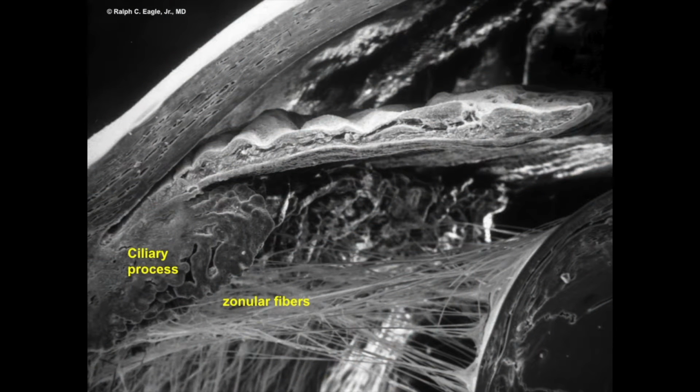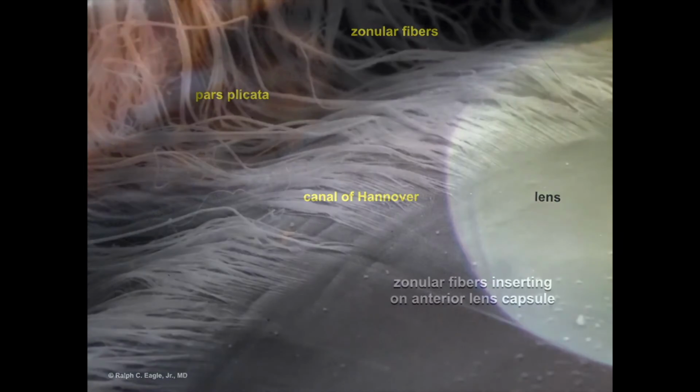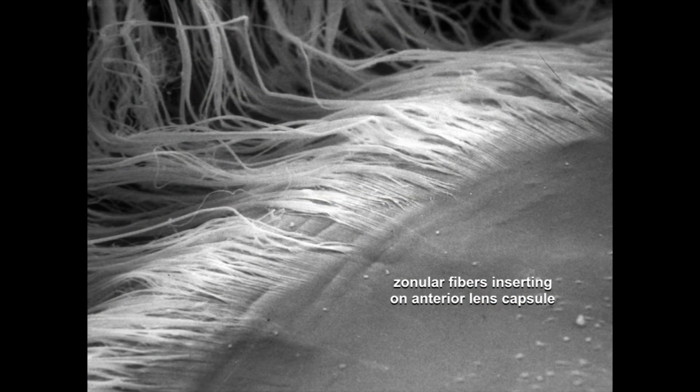In this scanning micrograph, orbiculo-anterior and orbiculo-posterior groups of zonular fibers are seen extending from the ciliary body to the lens. They enclose a triangular space called the canal of Hannover. The anterior chamber angle in this eye is artifactually closed. The canal of Hannover is visible in this macro photo. This scanning micrograph shows zonules inserting onto the anterior lens capsule.